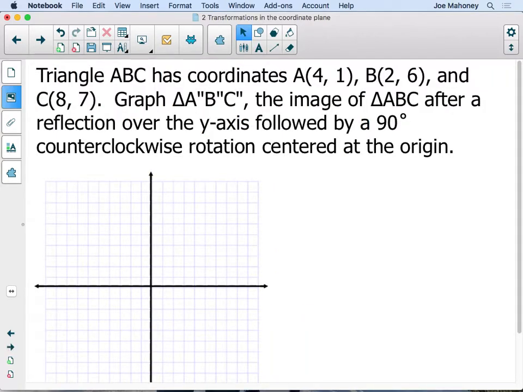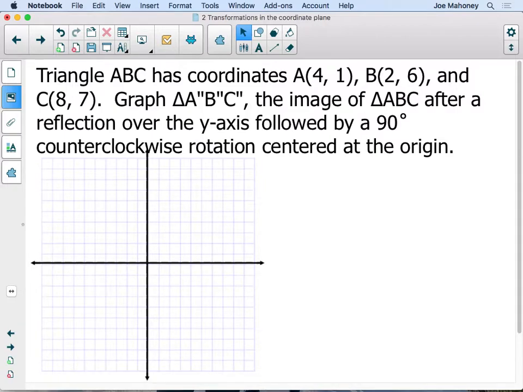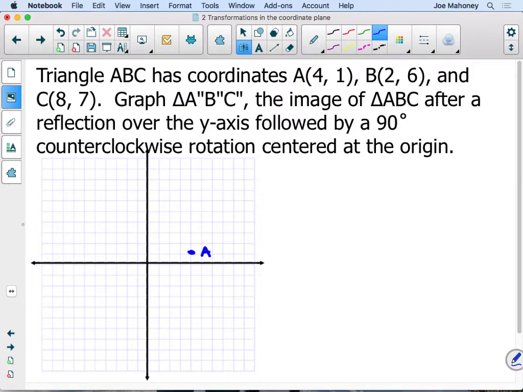So on a problem like this one here, where I want to take a triangle, let's take a minute and graph triangle ABC. It has coordinates at A, which is at 4, 1. B is at 2, 6. And C is at 8, 7. Triangle ABC.